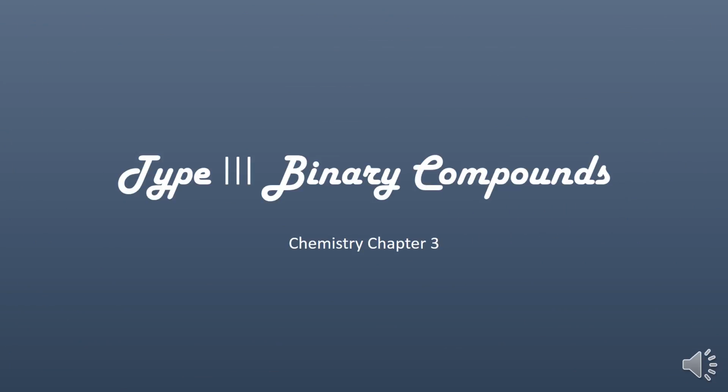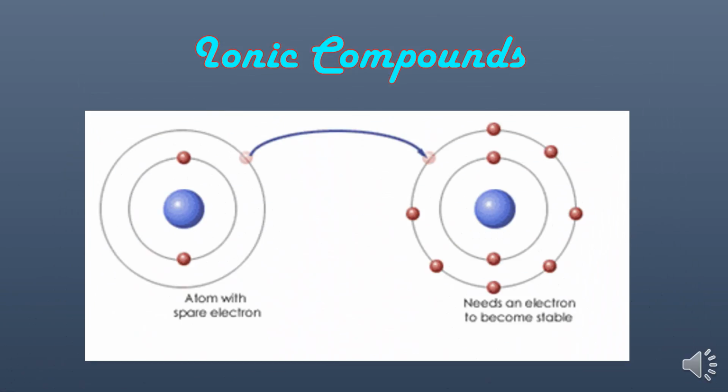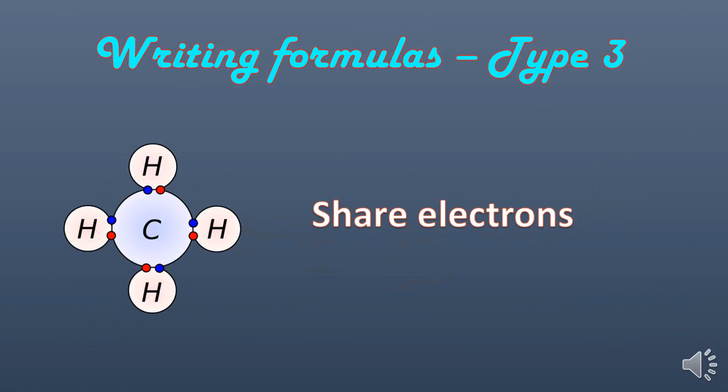Type 3 binary compounds, completely different from everything you've learned thus far. For an ionic compound, if you recall, they were always a cation of some sort, type 1 or type 2, hooked up with an anion. But that's not true for a type 3, because in a type 3 compound, these guys share electrons.